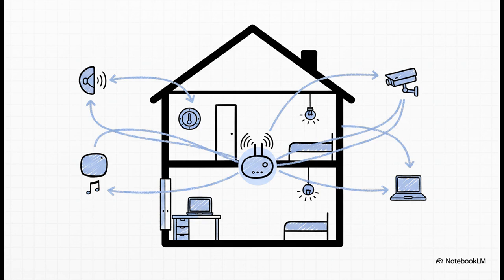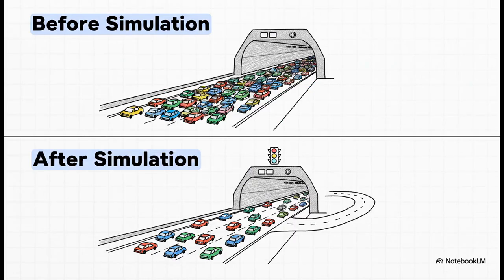Now, let's bring it right back into our own homes. People use tools like Cisco Packet Tracer to simulate how all your different smart devices, your lights, your speakers, your thermostat, talk to each other, making sure they actually work together without any glitches. And finally, think about our infrastructure. Traffic simulators are used all the time to test different speed limits or ramp designs to prevent traffic jams in critical spots like tunnels, long before a single car ever drives through.